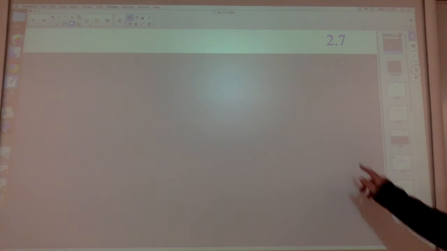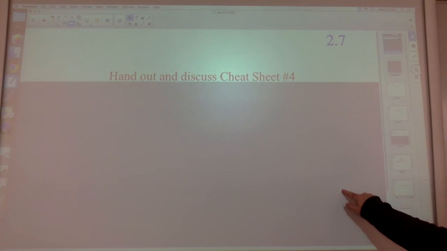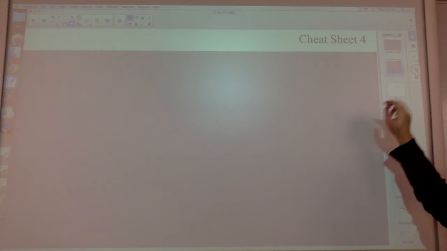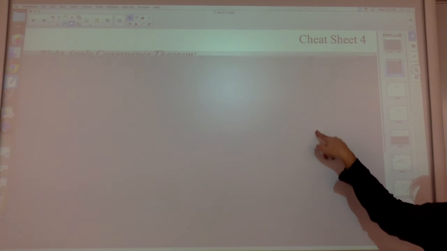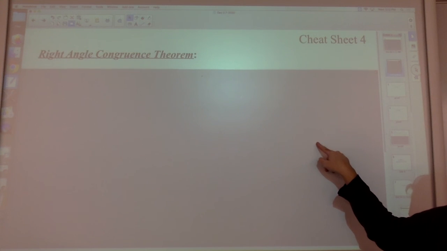Notes 2.7. We're going to discuss cheat sheet number 4. Take a look at cheat sheet number 4. Maybe you don't want to take it out yet. Maybe you just want to follow along and pay attention and then look at it later.